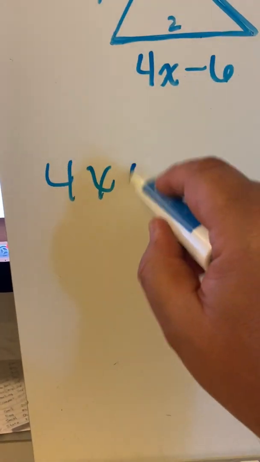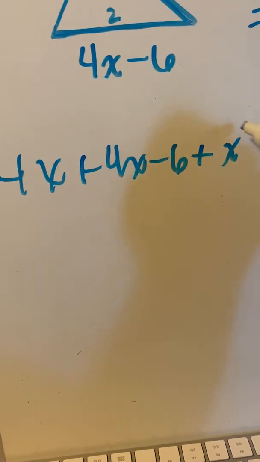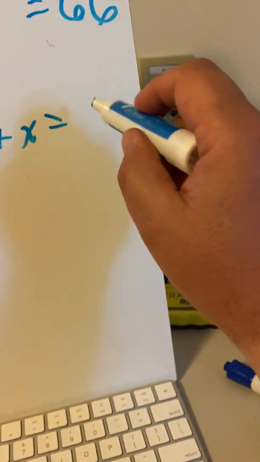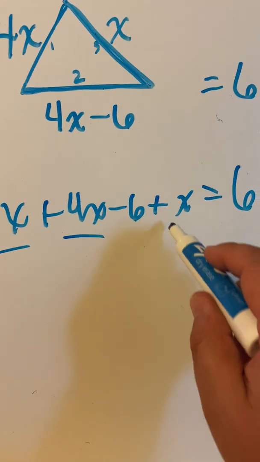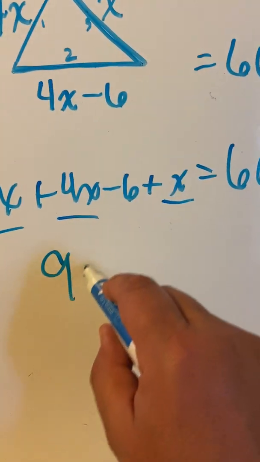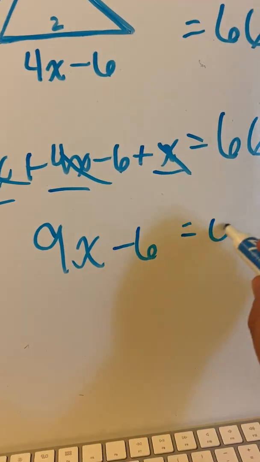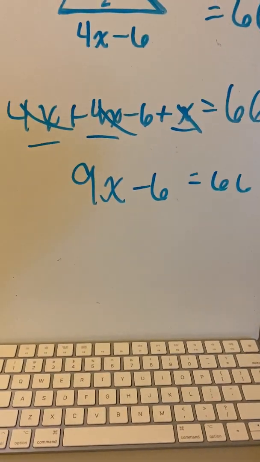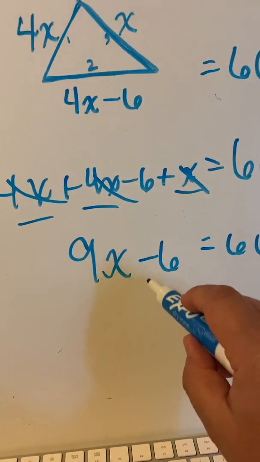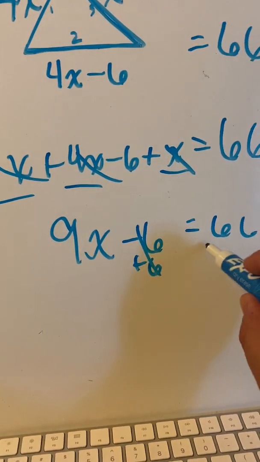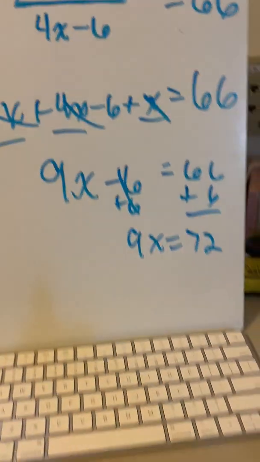4x plus 4x minus 6 plus x is all equal to the perimeter that they told us was 66. Combine like terms, 4x and 4x are 8x plus x is 9x, minus 6 is equal to 66. Okay, now this doesn't look too bad. You just have to solve the two-stepper from here. 9x is equal to 72.